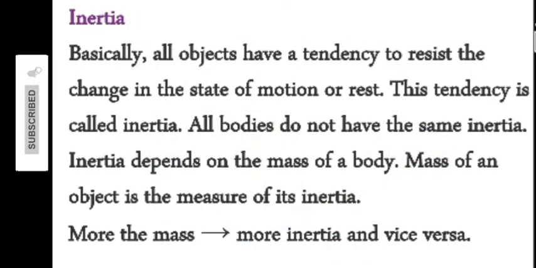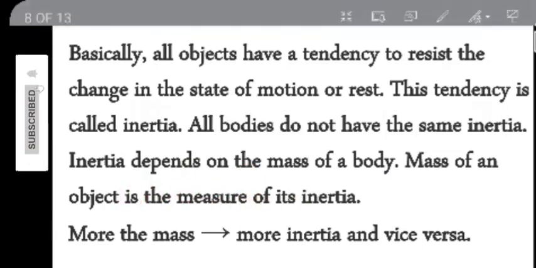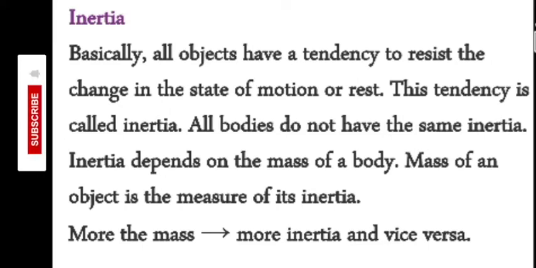And let's learn about inertia. Basically, all objects have a tendency to resist the change in the state of motion or rest. This tendency is called inertia. All bodies do not have the same inertia. Inertia depends on the mass of the body. Mass of an object is the measure of its inertia. More mass means more inertia and vice versa.